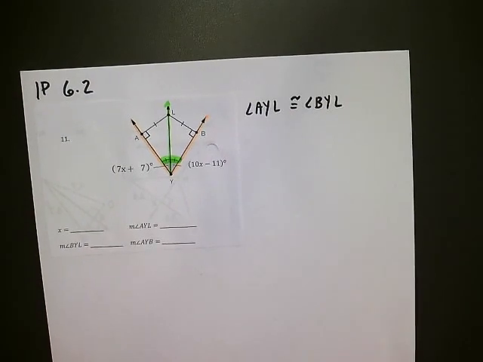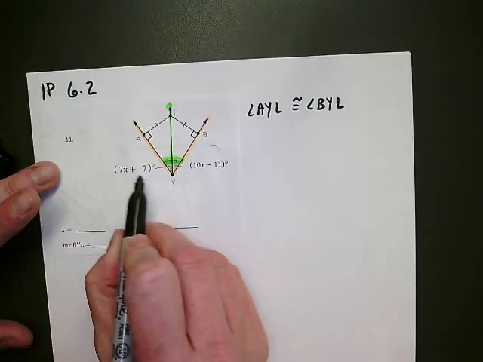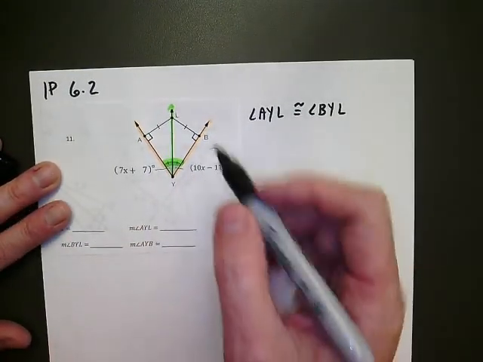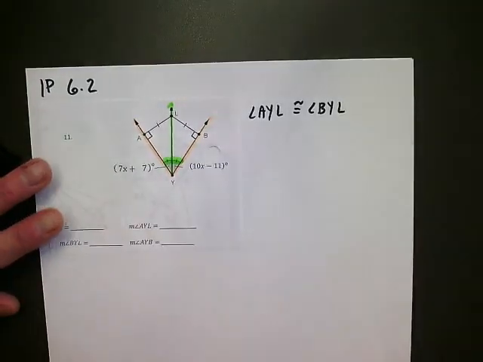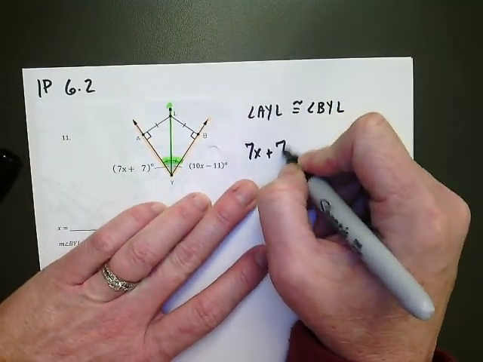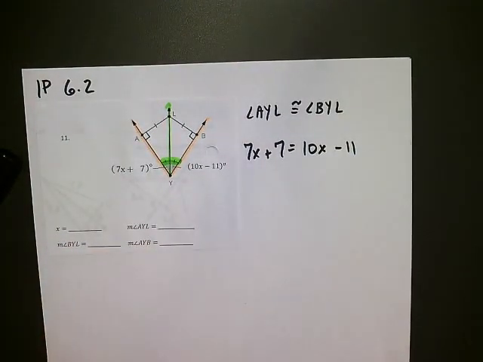And if that is true, then their measures are the same. So the expressions that I'm using for each of these, 7x plus 7 for the one on the left, AYL, and 10x minus 11, the one on the right, BYL, those are equal in value. So I can write this equation. 7x plus 7 equals 10x minus 11. And I can use that equation to solve for x.